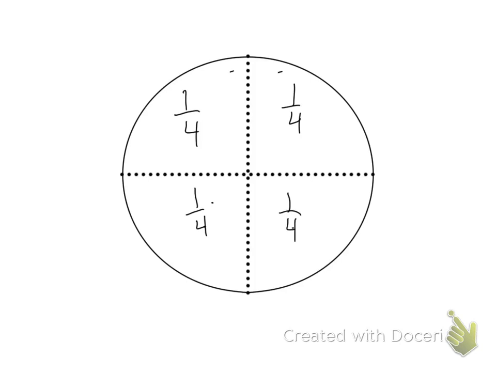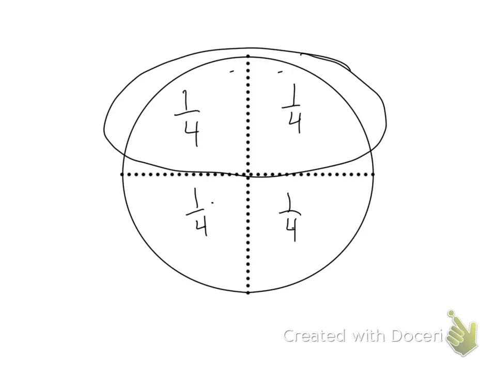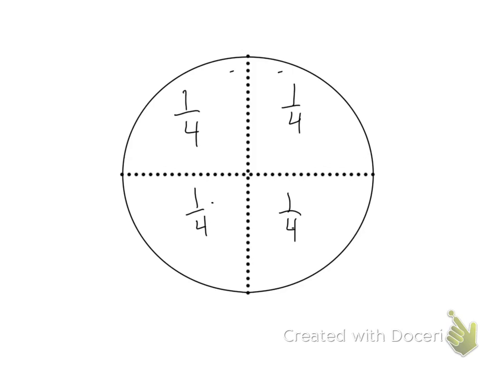Now, how many fourths are in one whole? Well, there's 4 of them. How many fourths are in 1 half? If we look, half of my circle has 2 1/4 pieces. That means that 2/4 equals 1 half. These are called equivalent fractions. The word equivalent has equal in it, so you know that these fractions are equal.